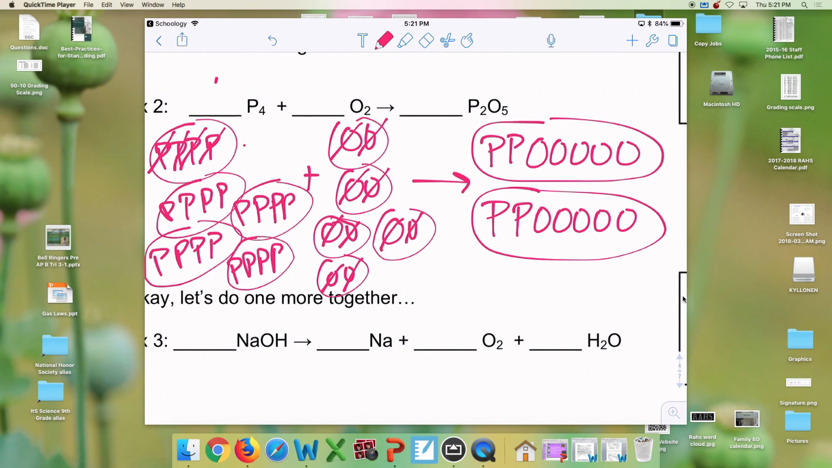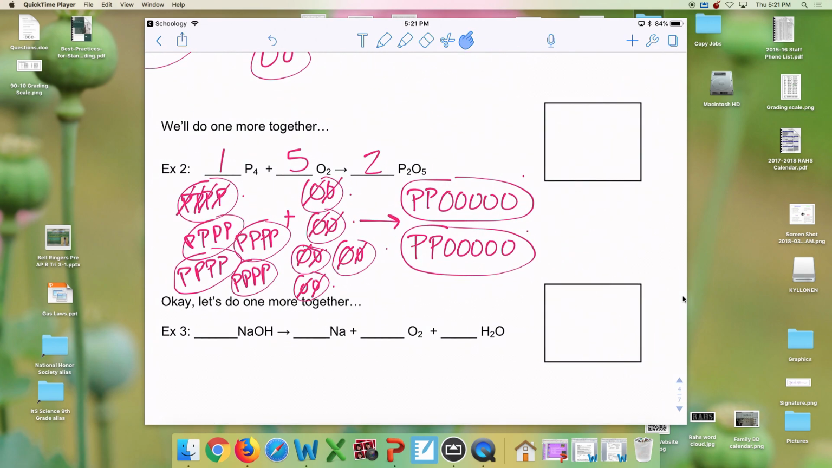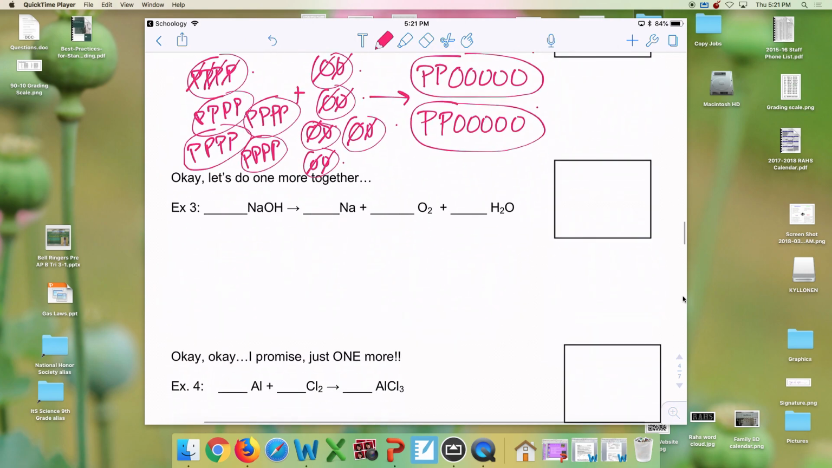So I used one P4 molecule. I used 1, 2, 3, 4, 5 oxygen molecules, and I made 1, 2 product molecules. So then that would be my balanced equation because I have the same number of things crossed off that I made on the product side. So then now I compare the beginning to the end, and again it looks like my molecules from the beginning to the end combined. So I end up putting a C in the box. Okay, hopefully you're kind of getting the idea, but let's keep going.